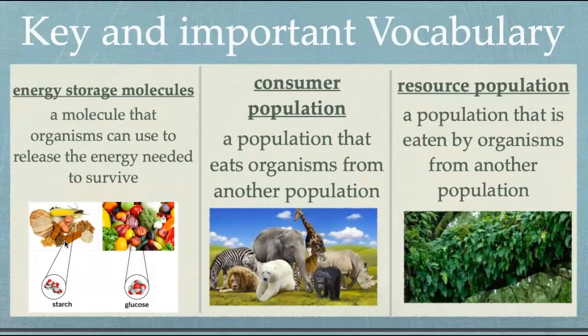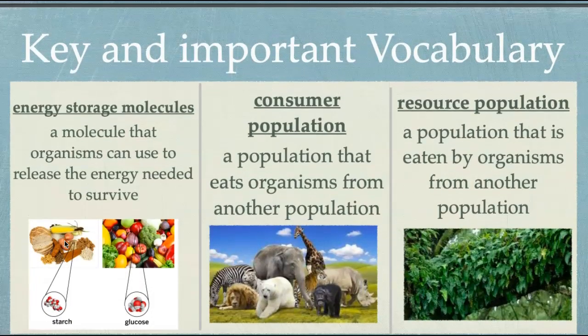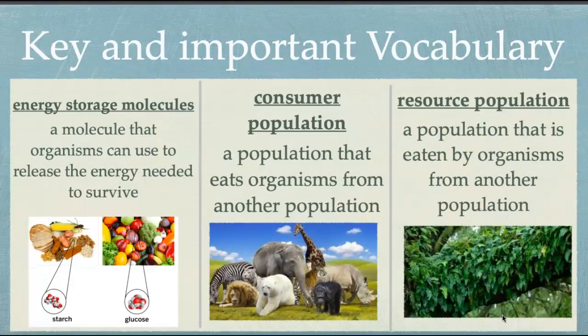Now, these are some important vocab that you need to know. Energy storage molecules: a molecule that organisms can use to release the energy needed to survive. These are usually going to be our sugars, so starches, glucose, things like that. A consumer population is a population that eats organisms from another population, and a resource population is a population that is eaten by organisms from another population. These are going to be a lot of our primary producers.